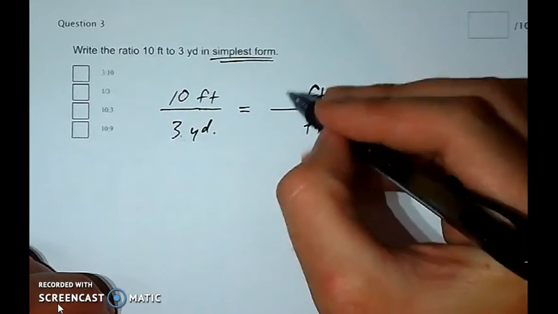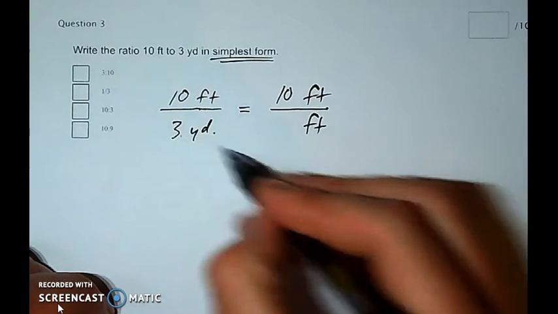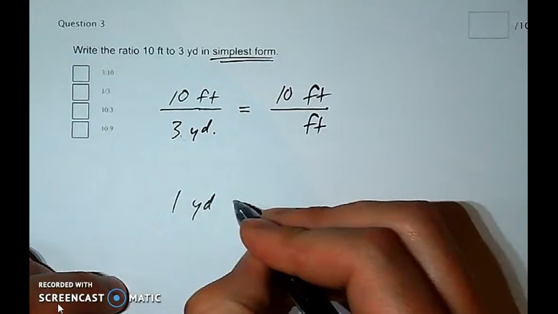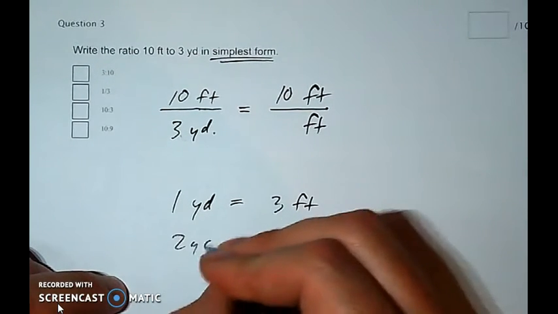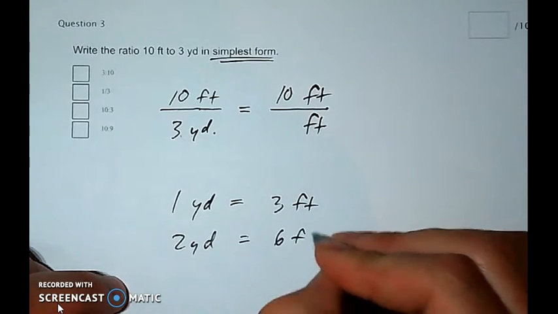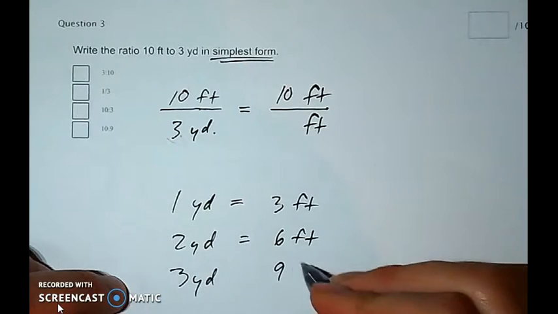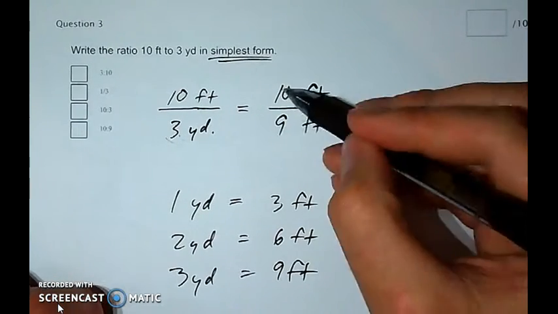Nothing changes in the numerator, but in the denominator, we need to change 3 yards into a certain number of feet. And as you recall, 1 yard is equal to 3 feet. 2 yards would therefore be 6 feet, and we're looking for 3 yards, which would be 9 feet, right? And then we have 10 over 9.